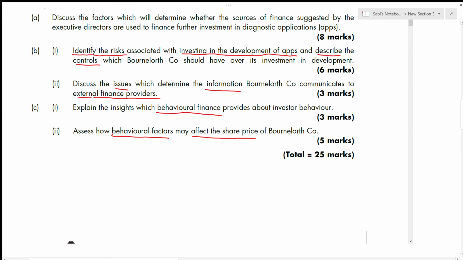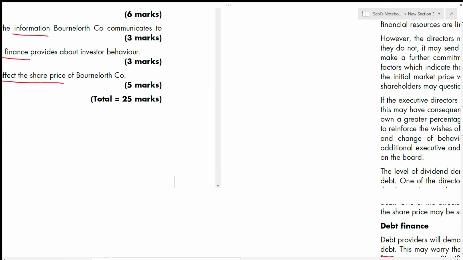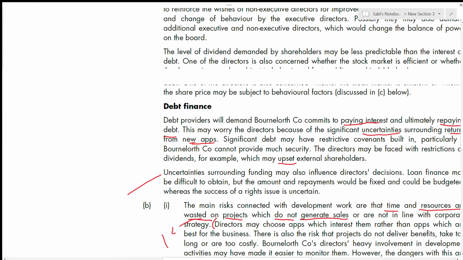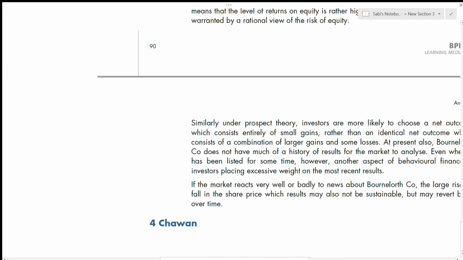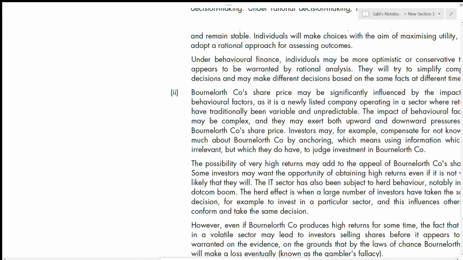Out of all, this last one is the most important question because it has been repeated many times. I've seen it in the past papers. When you go through all the past papers, you will see whenever a behavioral finance question or behavioral factor is asked, this question has been asked: how it affects the share price. It's a common question. So make sure that you're well prepared for this question, right? It's a pretty long answer.